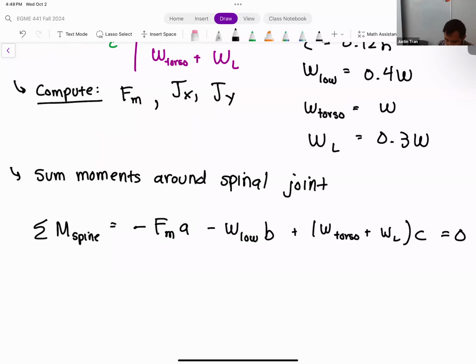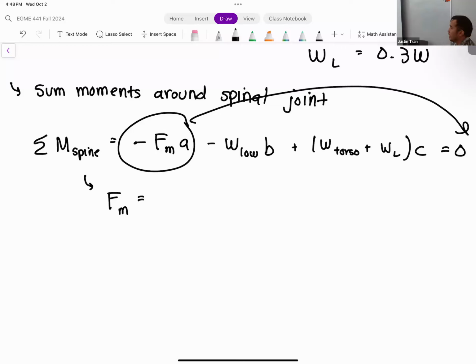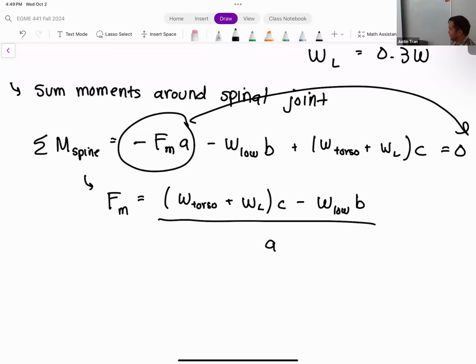So we have this algebraic equation. The only unknown here is Fm, so let's solve for it. I'm going to move Fm to the other side of the equation, adding FmA to the other side, and divide by A as well. This gives us Fm equals W torso plus WL multiplied by C, minus W low times B, all divided by A.